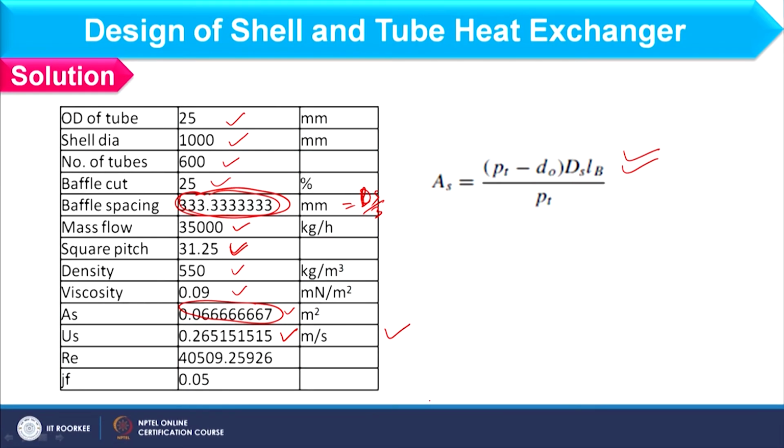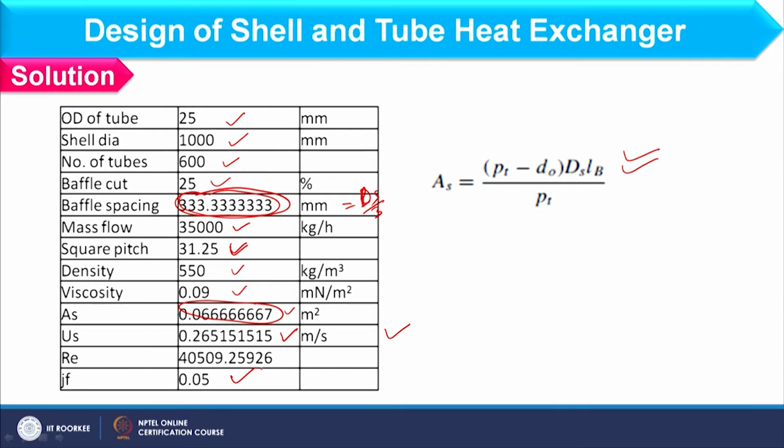So, considering shell side velocity as well as the property you can find out Reynolds number of shell side, and it comes out as 40509.25, which is in the turbulent zone, and you can consider JF factor to find out delta Pi. Okay. And the JF factor you can obtain from the same graph which we have used in 5th lecture of 4th week. Okay. So, that we have already illustrated. So, I am considering value of JF directly, which comes out as 0.05, right. So, if you see, we have already obtained US value.